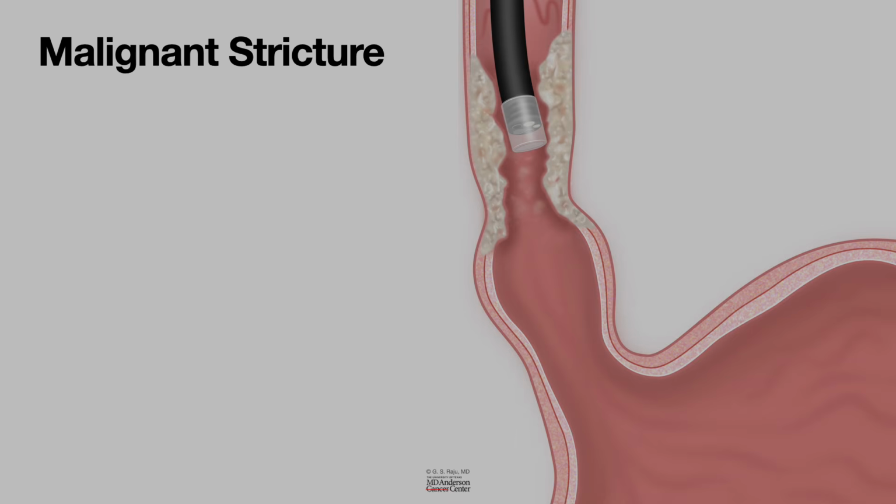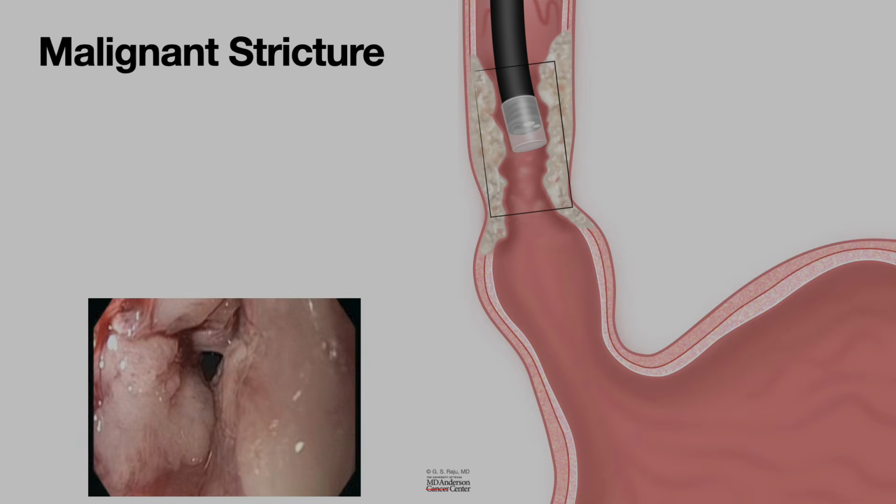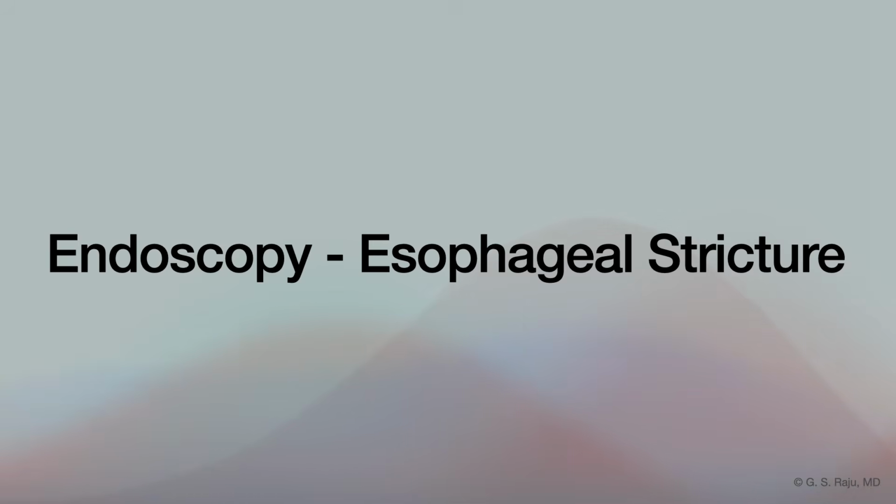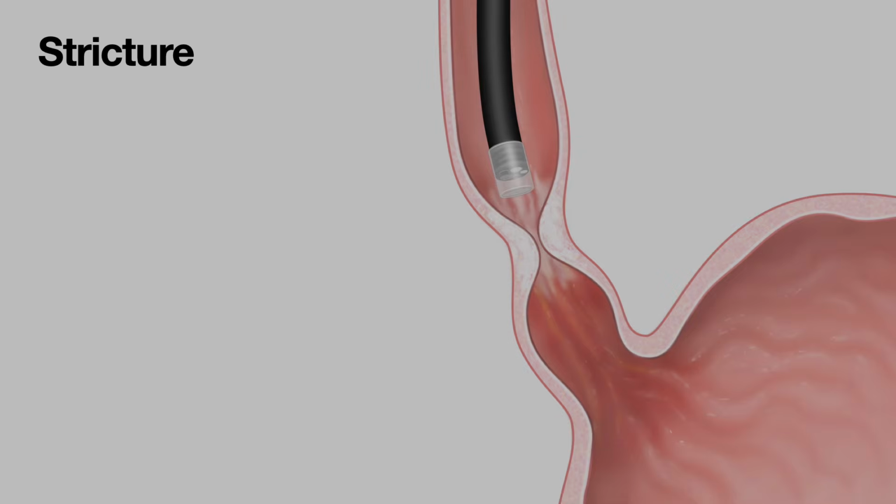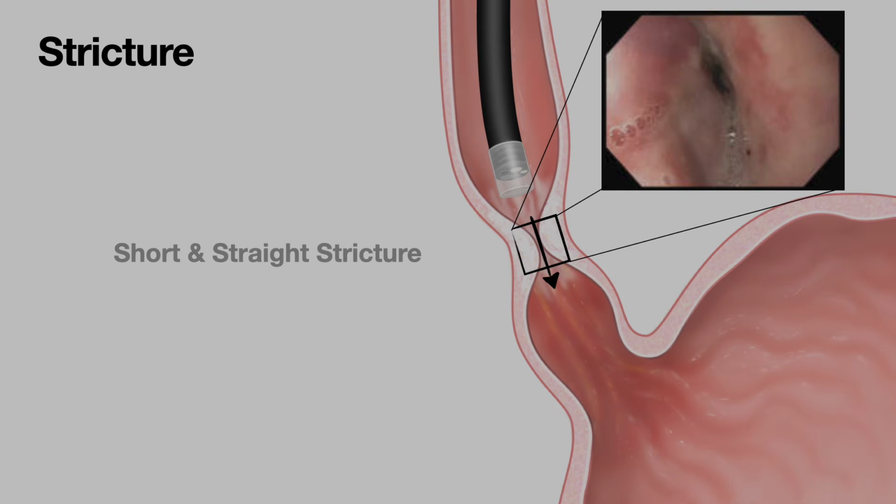In somebody who has a lot of difficulty swallowing, they're losing weight, and they're getting worse and worse, that is cancerous stricture or malignant stricture. So let us talk about endoscopy in a patient with esophageal stricture. So here is a stricture. It is relatively short and straight, and a typical example is a benign peptic stricture.